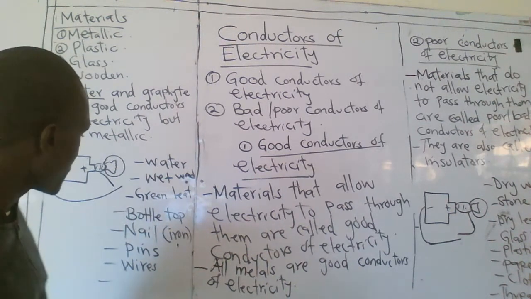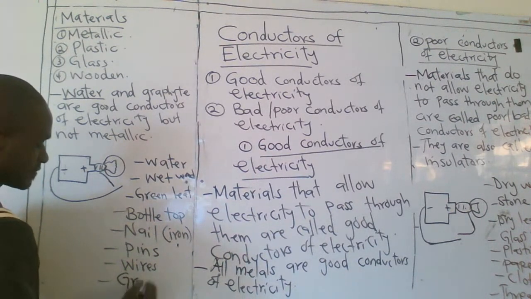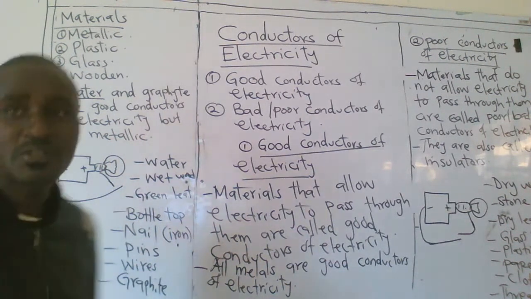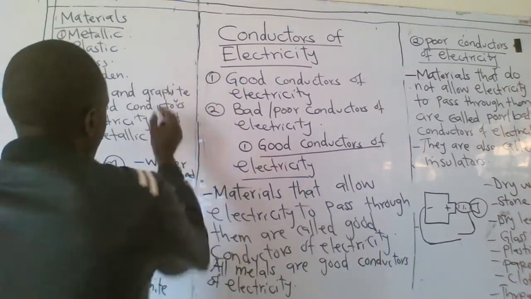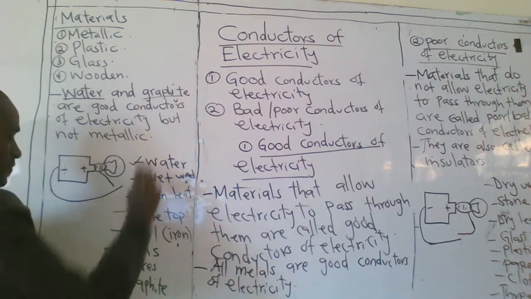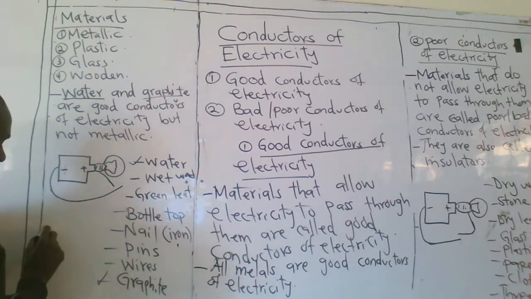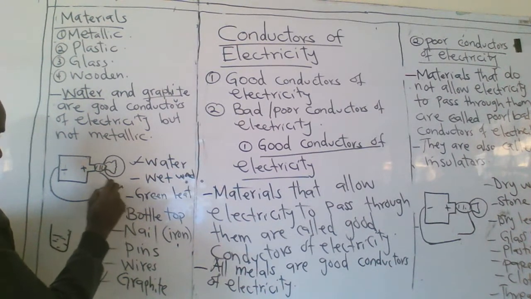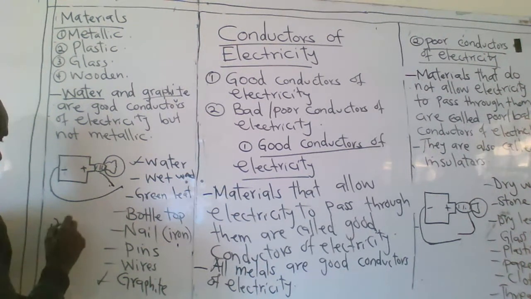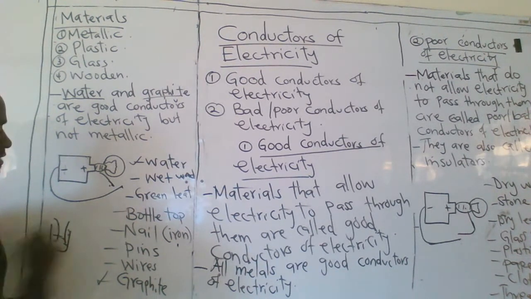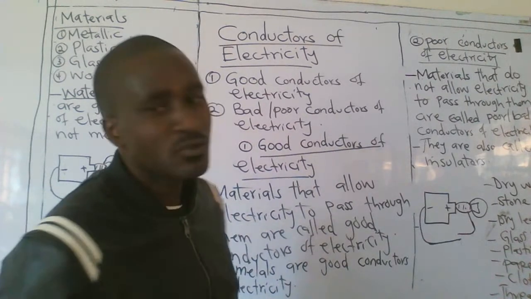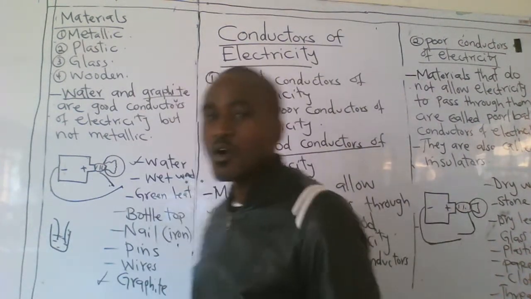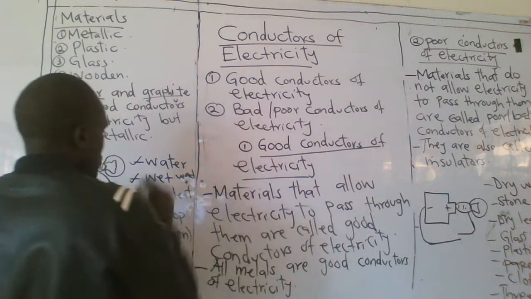When we start with good conductors of electricity, we have said we have some non-metallic materials which are good conductors of electricity. Let's start with those, that is water and graphite. Have water in a container. Then dip the two ends which make the switch inside, but don't connect, just dip them inside like this. What will happen? The bulb will light. That tells us water is a good conductor of electricity. What about wet wood?